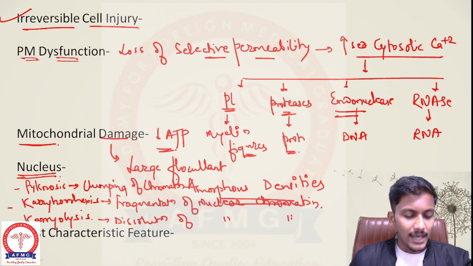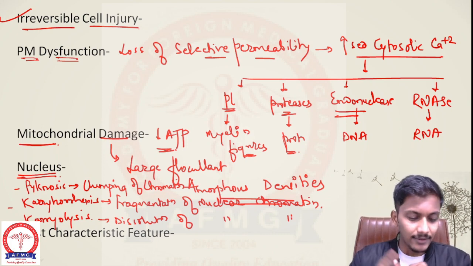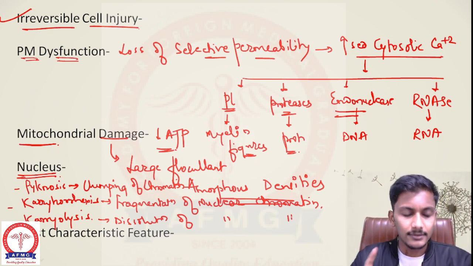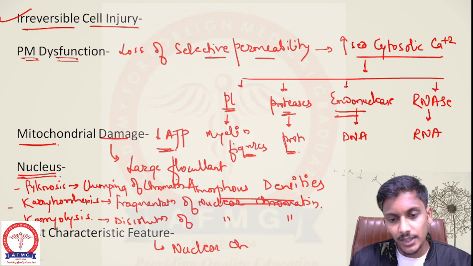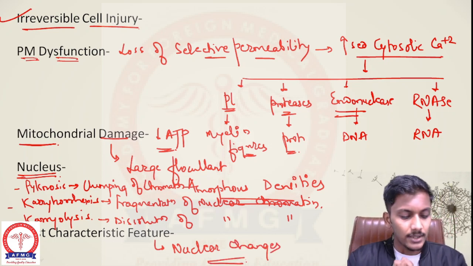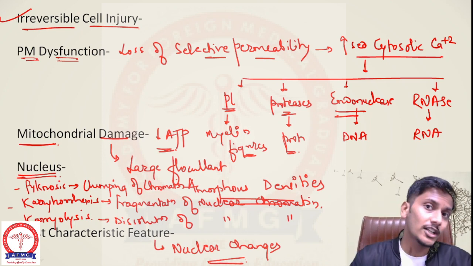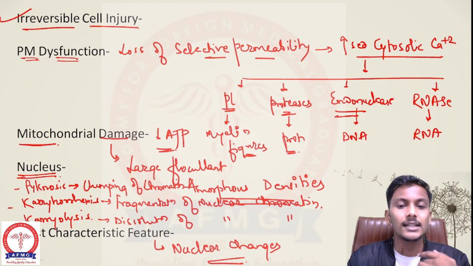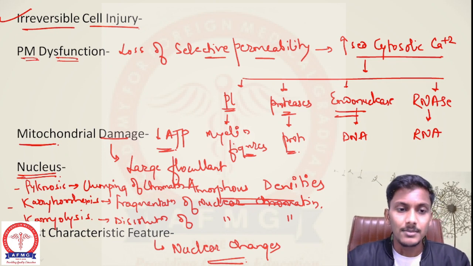Please remember, the most characteristic feature seen in cases of irreversible cell injury is your nuclear changes, because it helps us to differentiate it from reversible cell injury. In reversible cell injury, what was happening? There was just clumping of chromatin. So please remember, these are the features that you need to remember about irreversible cell injury.